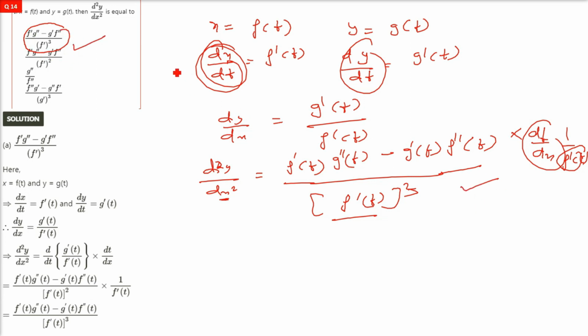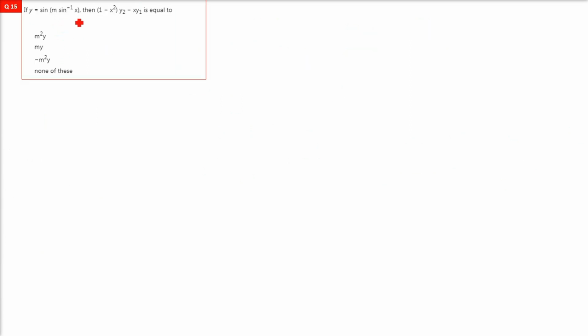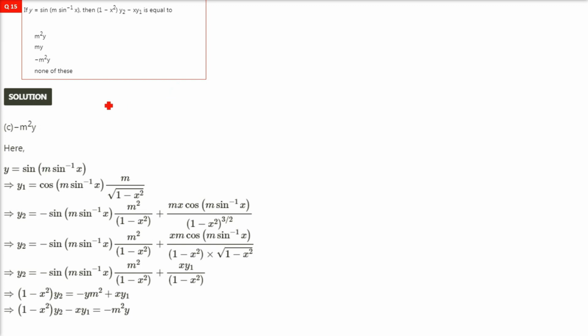That is the solution. Y is equal to sin m sin inverse x. Then 1 minus x square y2 minus x y1 is equal to. So this in previous exercises we have already completed this. For the sake of completion, we'll attempt this. Y is sin m sin inverse x. So let us differentiate. dy by dx is sin is cos only. We'll call it as y1. Sin is cos m sin inverse x.